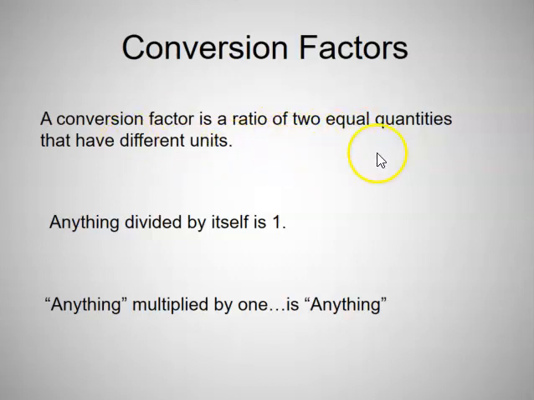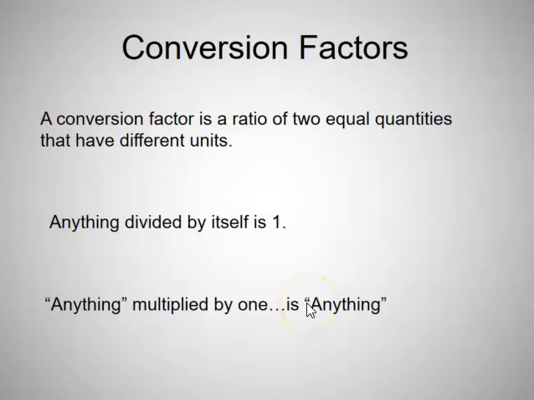But if I have a fraction where the numerator and the denominator are the same thing, anything divided by itself is 1. So this conversion factor, at its guts, is just the number 1. And anything multiplied by 1 is itself, so it's not changing anything other than the units.